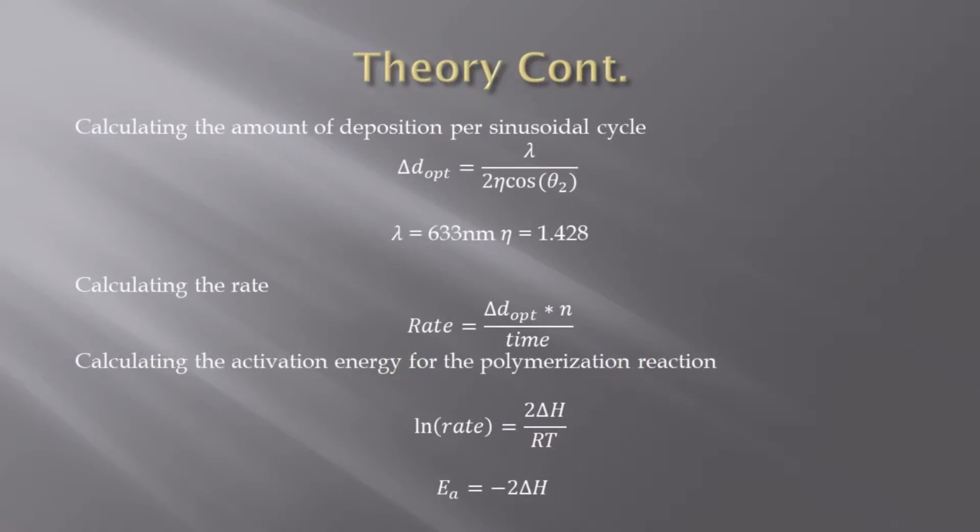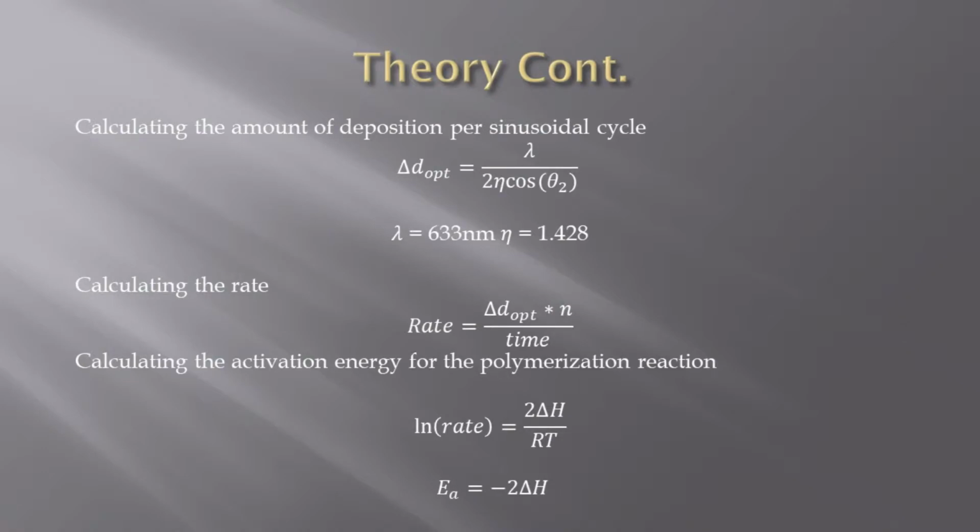Now we can find the amount of film deposited on the sample by dividing the wavelength of the laser by 2 times the refractive index times the cosine of theta 2. In our case, the wavelength of the laser is 633 nanometers, and the refractive index is 1.428.